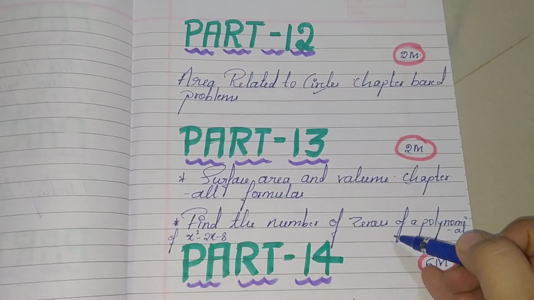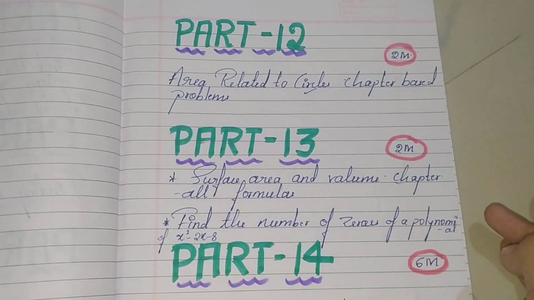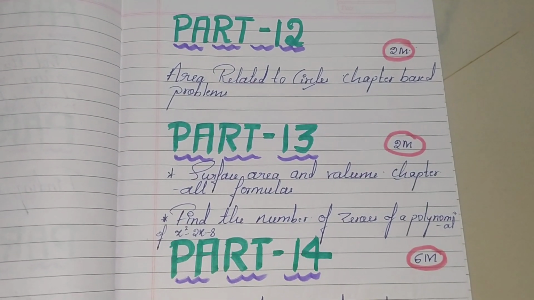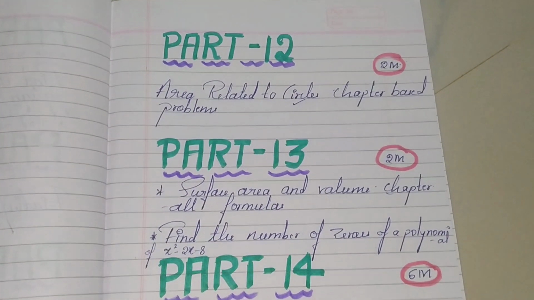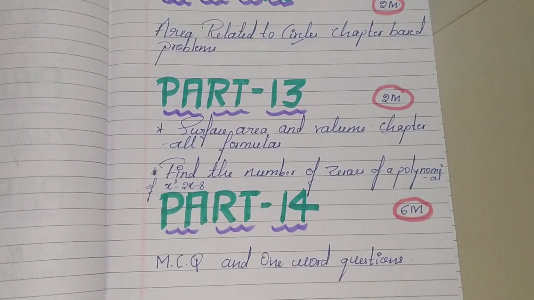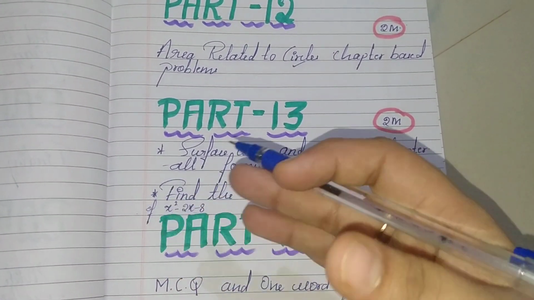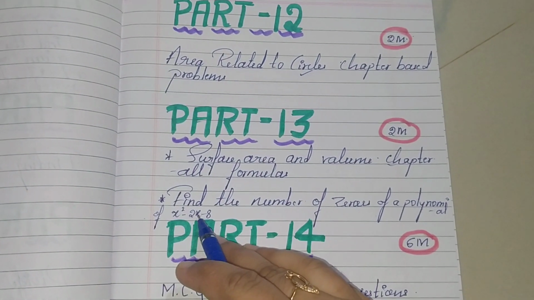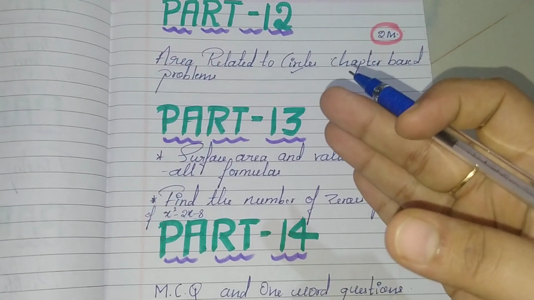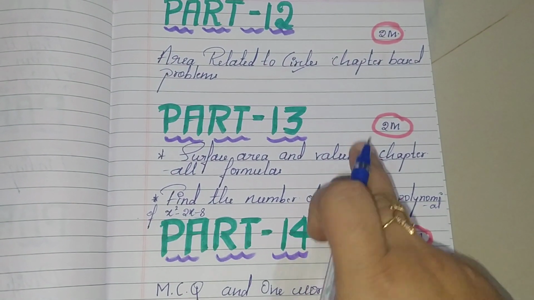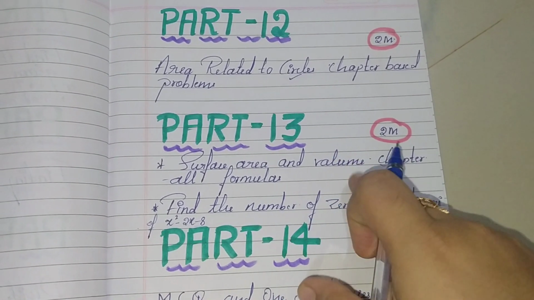The next thing is to find the number of zeros of a polynomial. I have given an example here, you can see finding the number of zeros of the polynomial x square minus 2x minus 8. Take different kinds of examples and solve them, and you can easily score these 2 marks if you learn by heart or practice these two concepts.